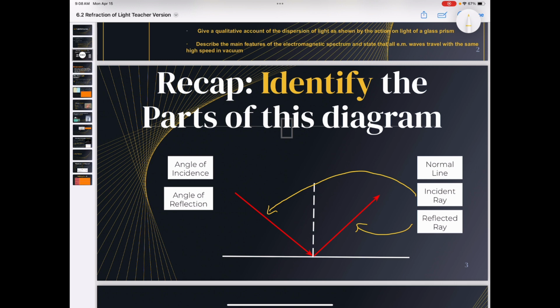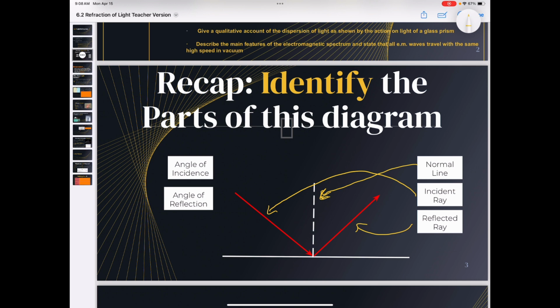Our little dotted line right here is going to be our normal line. That's going to be important to know, especially as we get into drawing diagrams today. You'll see that the normal line becomes a key element here. And then the last thing is that we have our two angles: the angle of incidence and the angle of reflection.